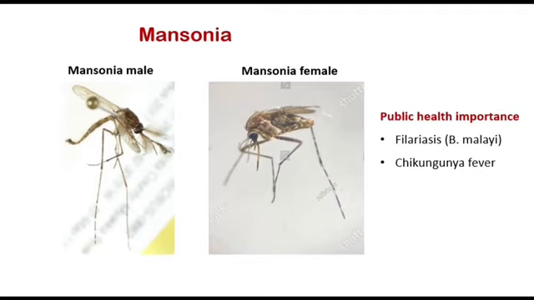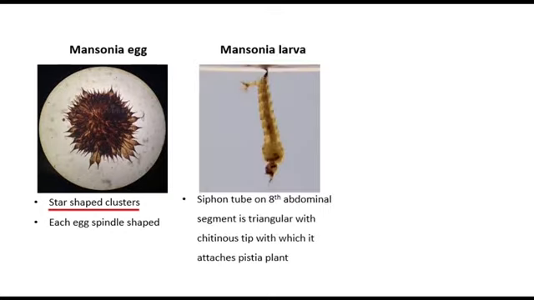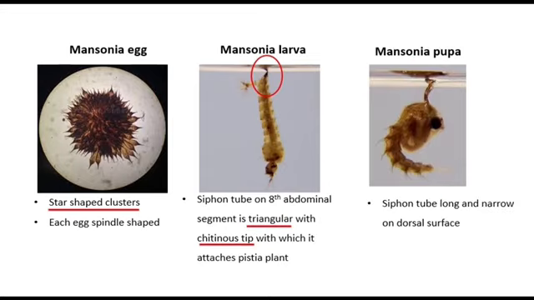Mansonia mosquito is similar to other culicine mosquitoes. Mansonia mosquito is the vector of filariasis, Brugia malayi, and chikungunya fever. The Mansonia egg is laid in star-shaped clusters and each egg is spindle-shaped. The Mansonia larva has a siphon tube on the eighth abdominal segment which is triangular and chitinous to attach to the rootlets of the Pistia plant. The Mansonia pupa has a siphon tube which is long and narrow on the dorsal surface.